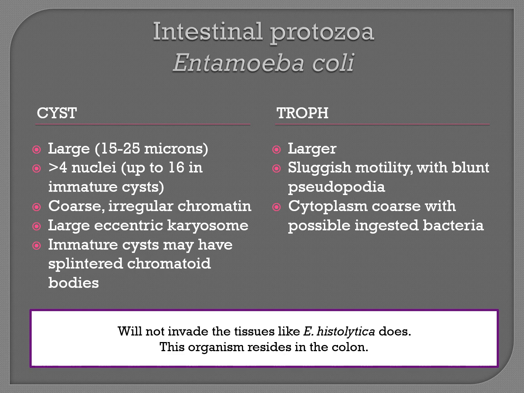In the cyst, you're going to see large, irregular shaped chromatin and a large eccentric karyosome, so it's offset inside of the nucleus. The immature cyst may have splintered chromatoid bodies, and this is seen in about 40% of the Entamoeba coli cysts. The trophs are larger. They demonstrate sluggish motility and blunt pseudopodia. The cytoplasm is much more bubbly and coarse, and you may see ingested bacteria. Now, that's different than E. histolytica, where you're going to see ingested red cells, but Entamoeba coli, you're going to see ingested bacteria. Now, Entamoeba coli is commensal, so it's not going to invade the tissues like E. histolytica does, okay? This organism happens to reside in the colon.